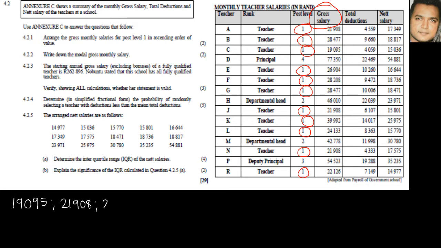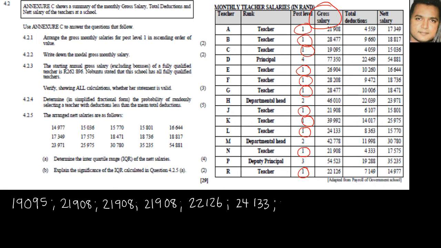But you notice there's 3 of those numbers. And make sure you put all 3 that appear, because those are all different numbers in terms of arranging them from highest to lowest. So you must show all. The next highest number will be the 22,126. So all I'm doing is looking at the post level 1 and finding the lowest numbers and going to the highest. Next, higher than that will be the 24,133.